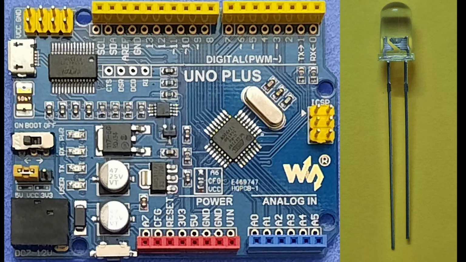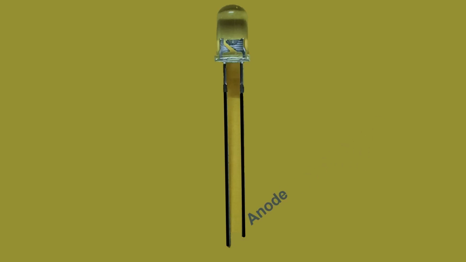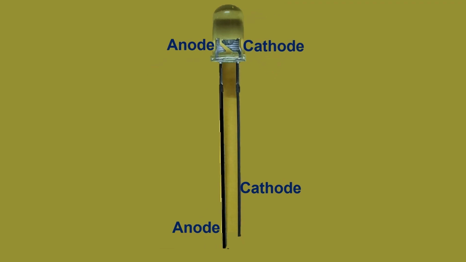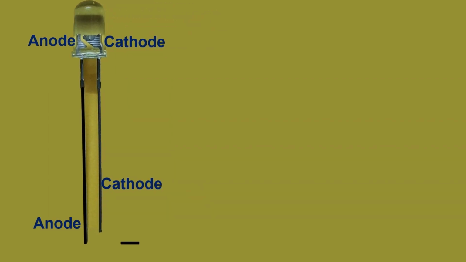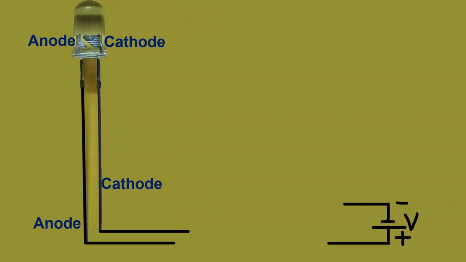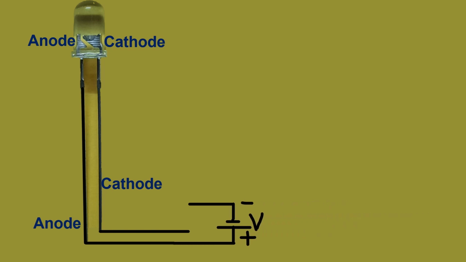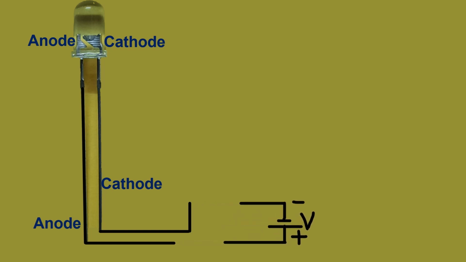On the left side, you are seeing an Arduino board, and on the right side, you are seeing an LED. The LED has two leads. The longer lead is called the anode, and the shorter lead is called the cathode. The anode should always be connected to the positive of the battery, and the cathode should be connected to the negative of the battery.